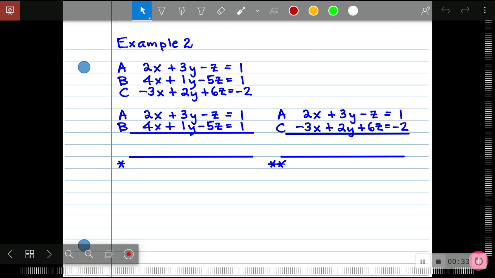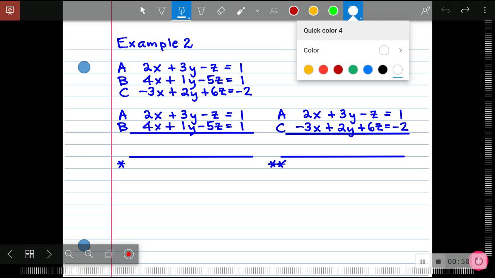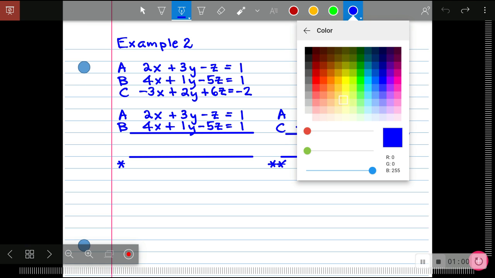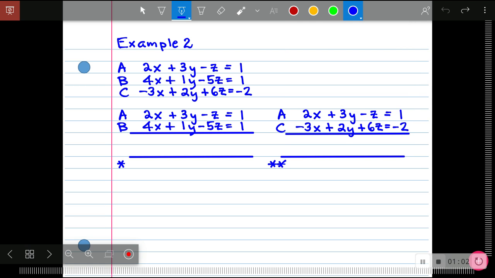Okay, so the original system will be given to you in this format, and I'm going to suggest that you label the equations A, B, and C. Then, once you've done that, you're going to pair up A and B and pair up A and C. So those pairs, and your goal here is to eliminate the value of X. You're going to eliminate X from both pairs.